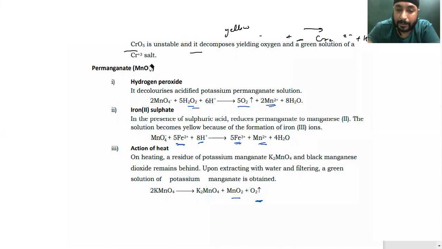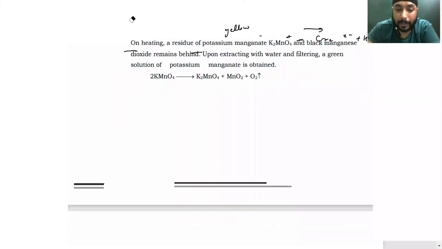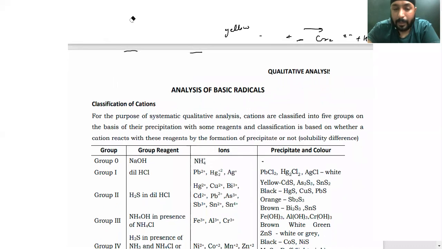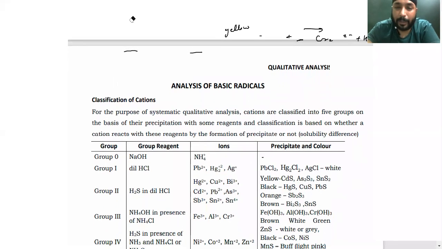So this is the redox reaction test which we have done for chromate, dichromate, and manganate. I guess we'll be doing the analysis of cations next. Okay. For anions, we have covered all the ions from the perspective of JEE as well as for NCERT.